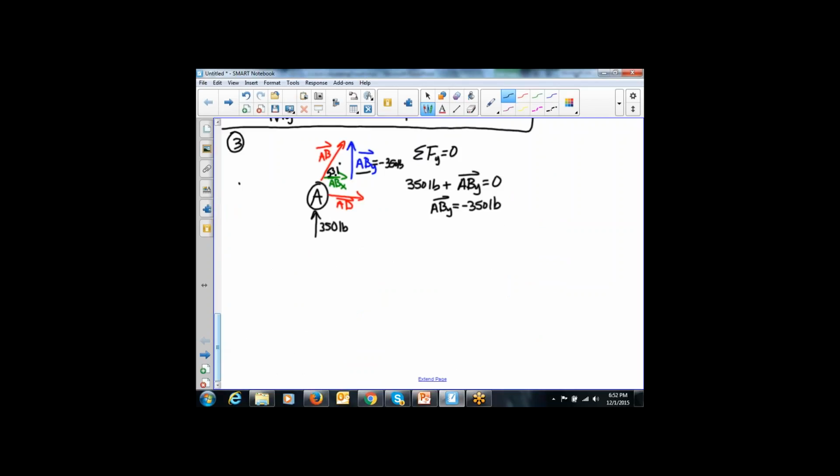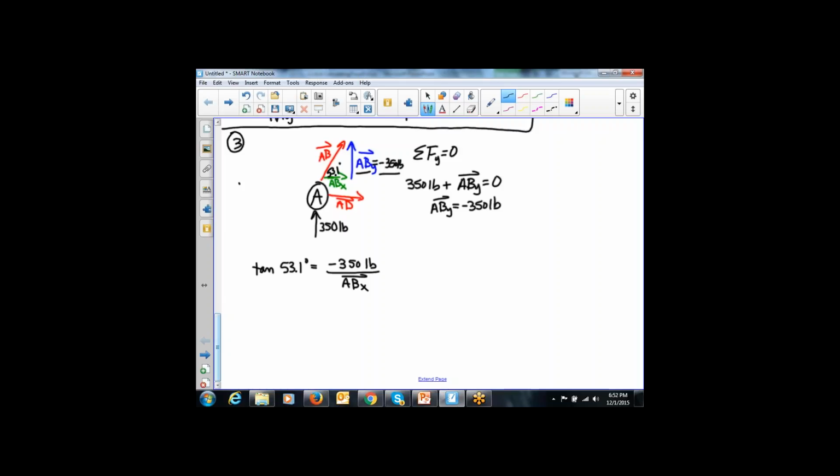We now know one side and one acute angle of a right triangle, which means we can figure out the other side. So I know the opposite. I want the adjacent, that green piece. So that's, again, opposite adjacent, which is tangent. So the tangent of the angle, which is 53.1 degrees, is equal to the length of the opposite. You got to keep that negative 350 pounds because that's what we're working with, over the length of the adjacent, which is AB in the x direction.